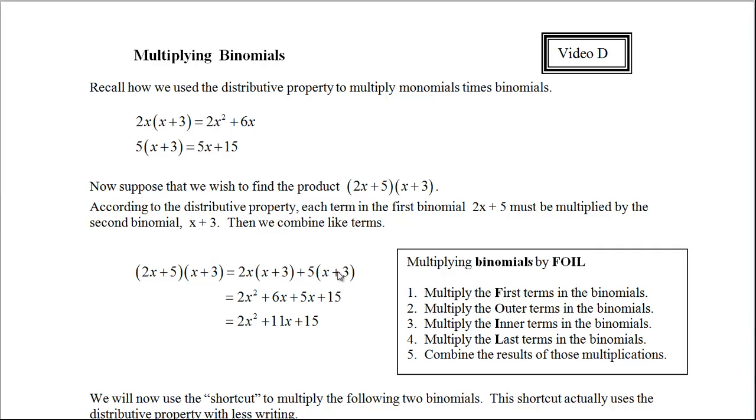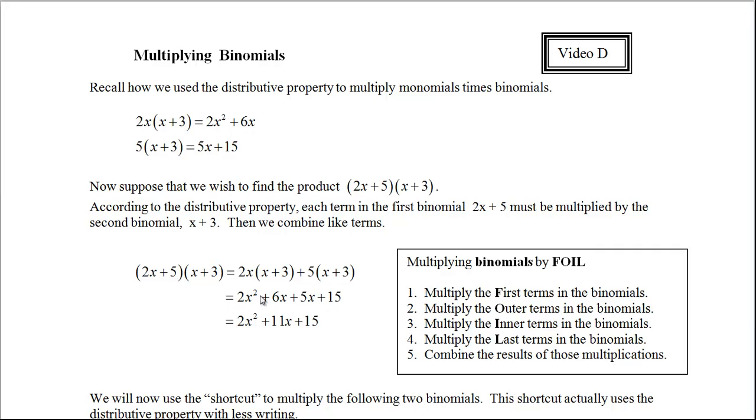Now, multiplying binomials can be done by what's called the FOIL. Multiply the first terms in the binomials, so that would be 2x times x. Multiply the outer terms in the binomials, that would be 2x times 3. Multiply the inner, 5 times x. And then multiply the last, 5 times 3.